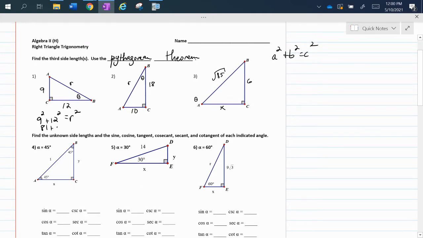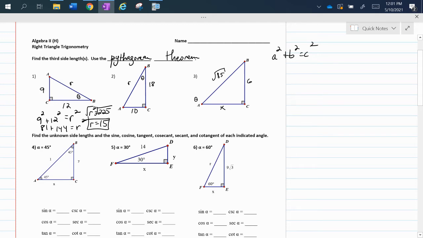9 squared is 81, and 12 squared is 144. If we add 81 plus 144, we get 225. So if r squared is equal to 225, we can take the square root of both sides. Normally we would put plus or minus, but in this case, r refers to the hypotenuse of the right triangle, a length, so we only want the positive. The square root of 225 is 15, so the hypotenuse of this right triangle is 15.